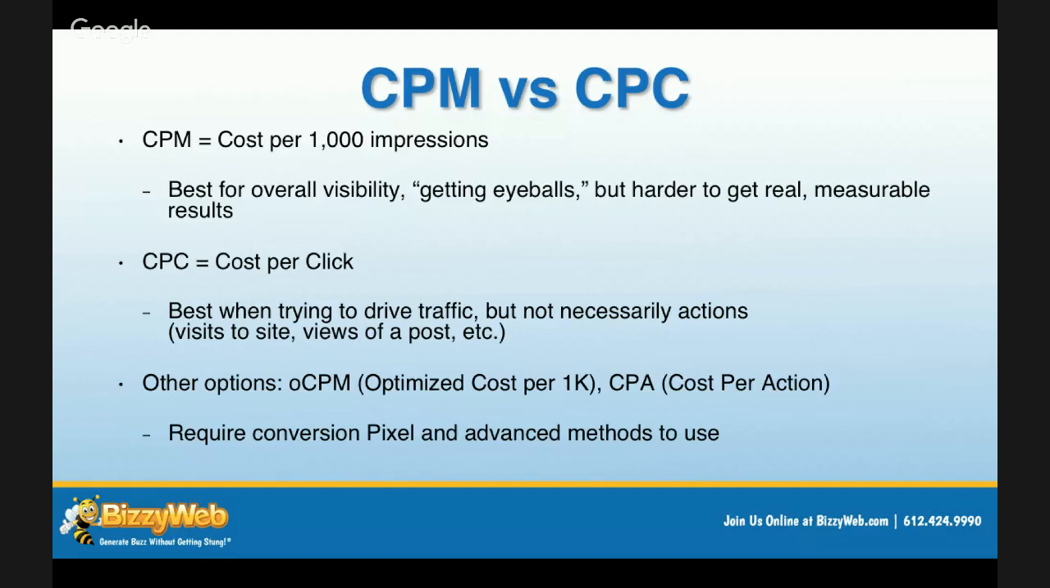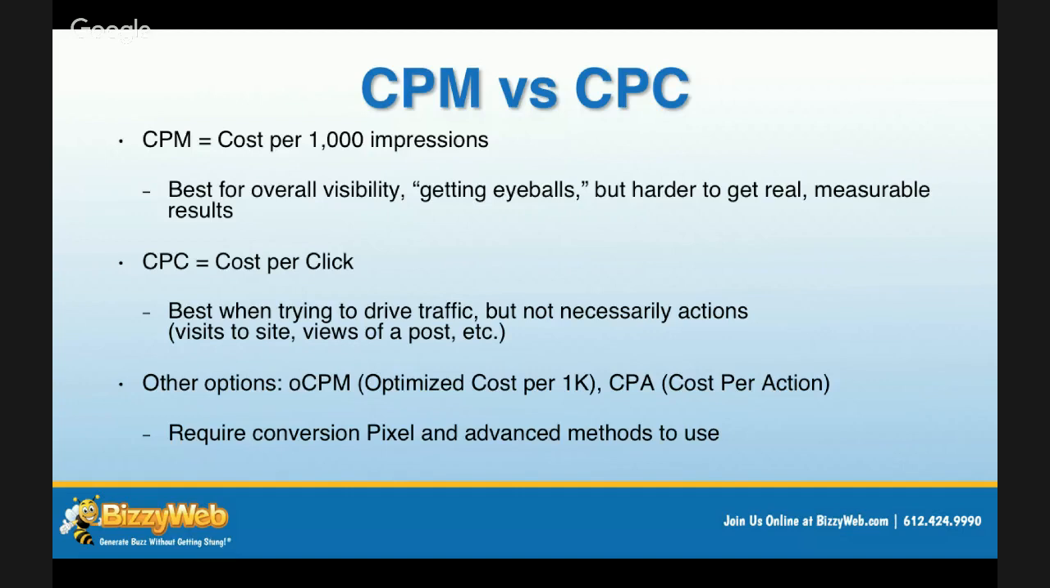A final option is OCPM, and that's optimized cost per 1,000 impressions, or cost per action marketing. And that's to get a download of a document, for example. It's really cost per conversion. So those are usually a little bit more technically challenging. They require a conversion pixel and more advanced methods.